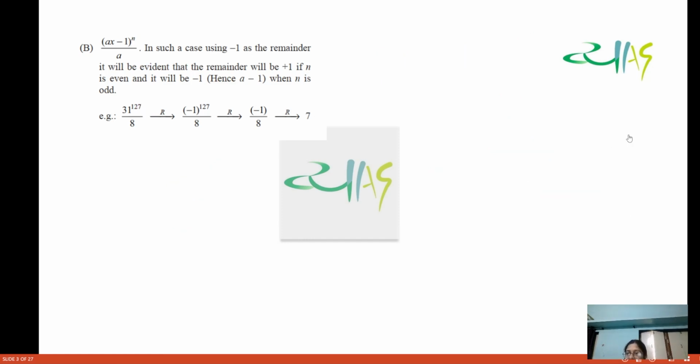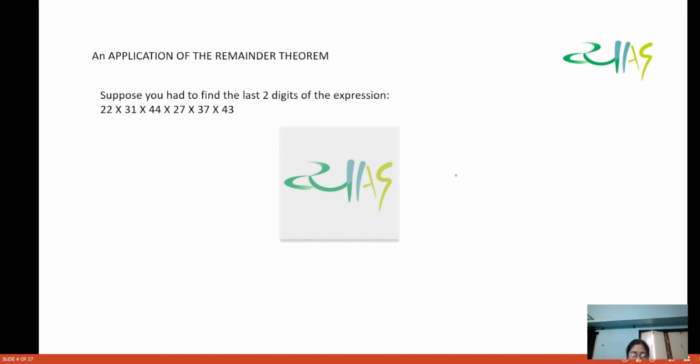Now this becomes very simple. Let's move on to some questions. First, let us see an application of remainder theorem. Suppose you have to find the last two digits of the expression. Basically what you have to do is just divide by 100. If you want to find the last three digits of anything, just divide by 1000. So to find the last two, three or four digits, just divide by 100 or the number of zeros it is asking for, and you will get your answer.